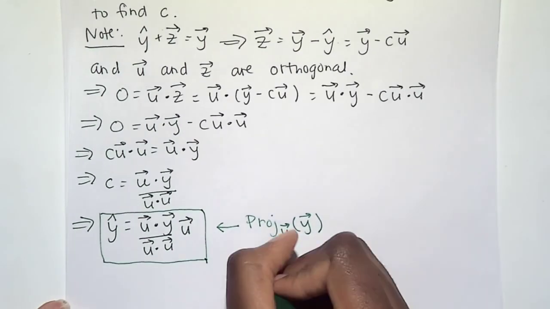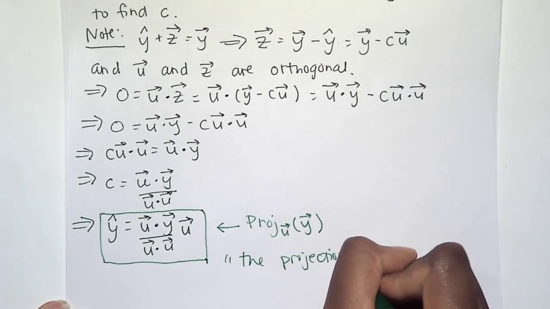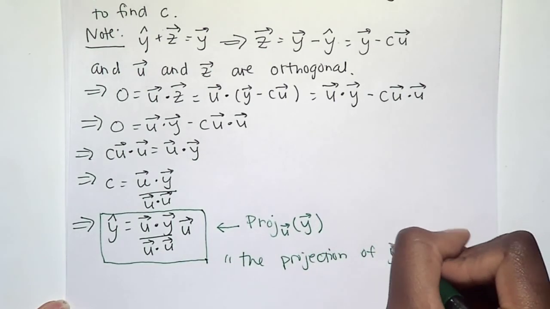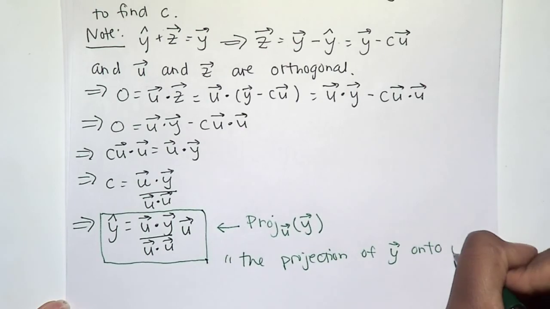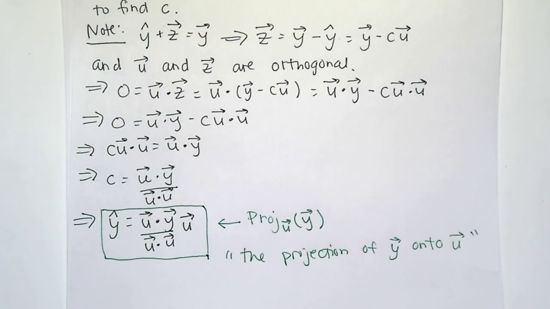All right, so here's how we would say it in words. The projection of y onto u. So if you're asked to find the projection of one vector onto another, this is the formula for that. And so in the next video, we're going to talk about how to project onto a subspace.